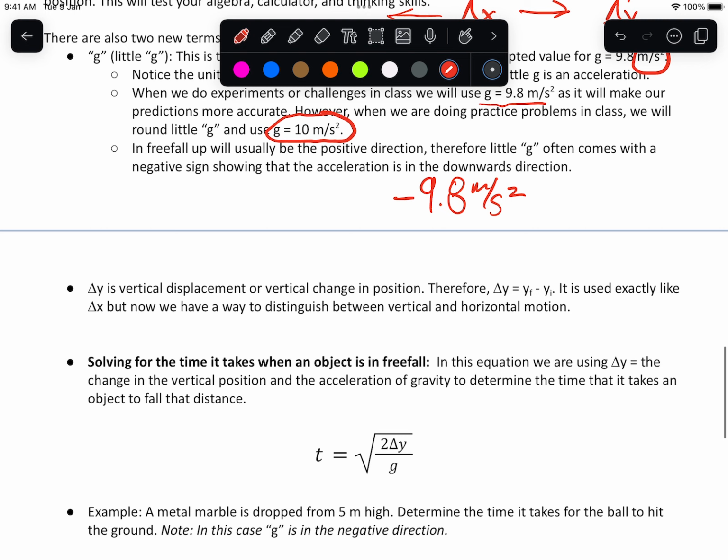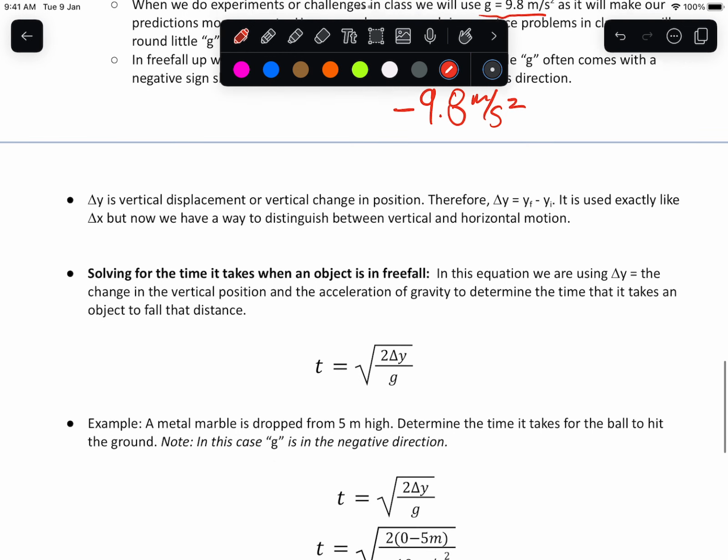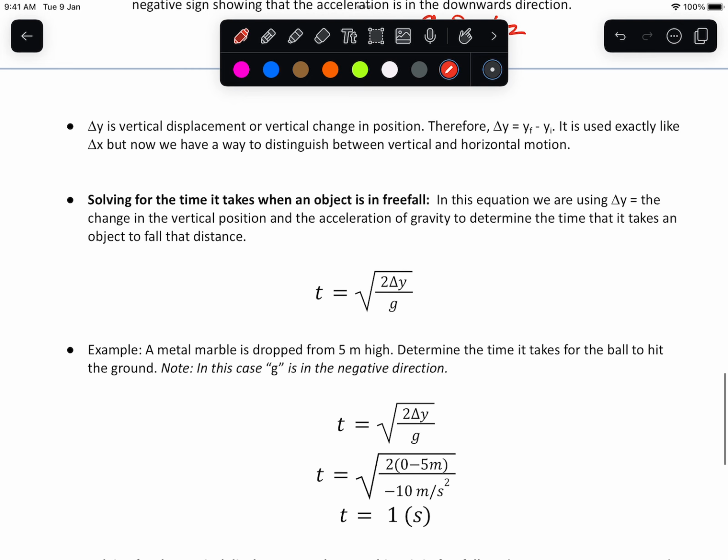Change in y is vertical displacement, or vertical change in position. So just like we have our change in position in x, we have a change in position in y. It's just y final minus y initial. And now here comes your new equations. They might be difficult at first, but just like the other ones, you'll get used to them.